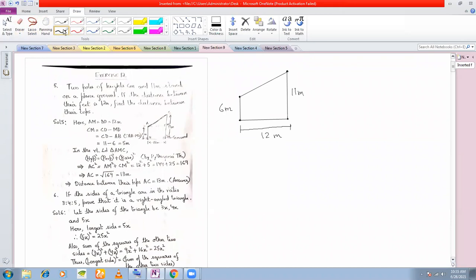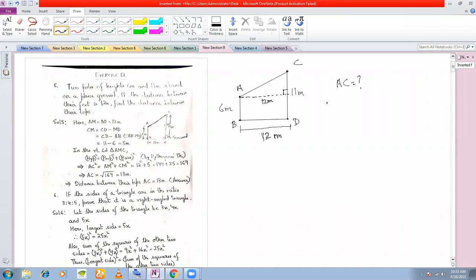Okay. So how will I find out the distance between the tops? Let's label the diagram. Let us call this A, C, and let's call this B, and let's call this D. That means you have to find AC here, the distance between the tops. And in order to find AC, you drop a perpendicular from A to CD. Drop a perpendicular. That means if this is 12 meters, this must also be 12 meters, right?